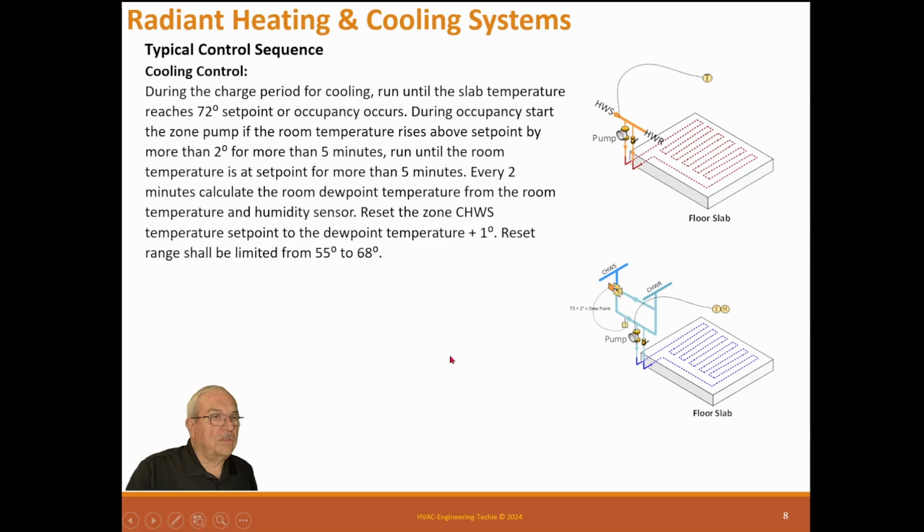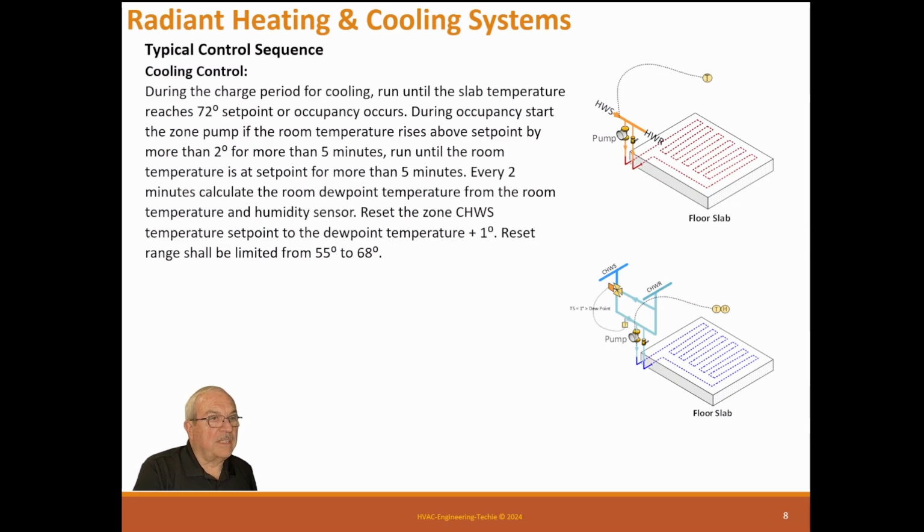Cooling control. During the charge period for cooling, run until the slab temperature reaches the 72 degree set point or occupancy occurs. During occupancy, start the zone pump if the room temperature rises above set point by more than 2 degrees for more than 5 minutes. Run until the room temperature is at set point for more than 5 minutes.